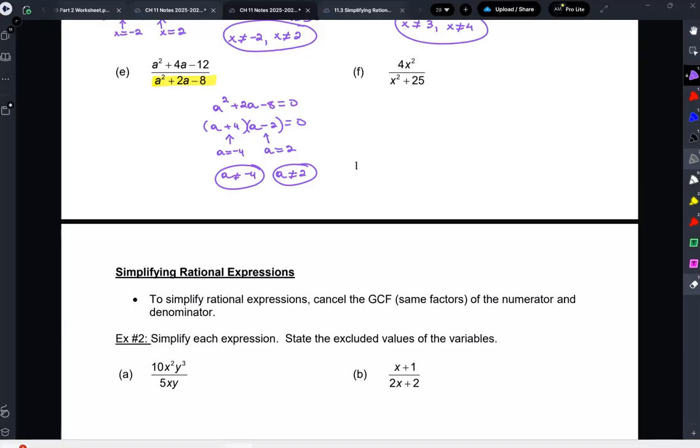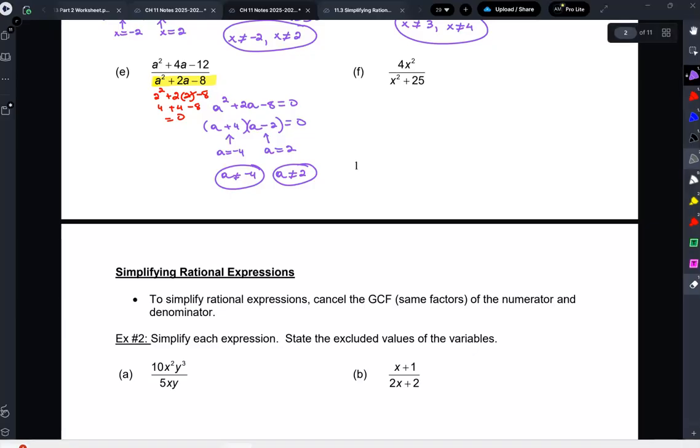No, not any even number. Right, but not 6, not 8. So if a was equal to 2, and I put it in here, look, I would get 2 squared plus 2 times 2 minus 8. How much is that? 4 plus 4 minus 8. How much is that? 0, right? So a can't equal 2 because then it would make that 0.